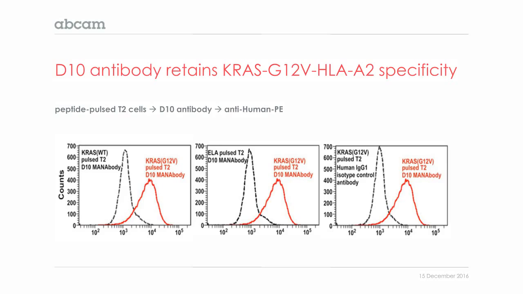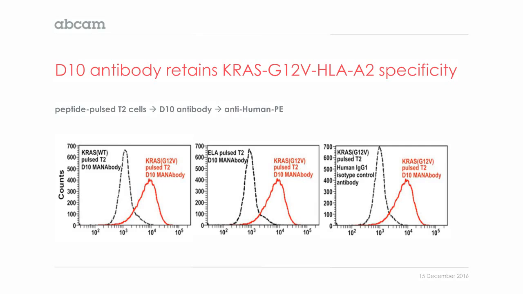In this flow cytometry experiment, we peptide pulse T2 cells, and we stained with a D10 antibody followed by an anti-human PE secondary. The histogram on the left compares wild-type peptide pulse T2 cells, represented by the black dotted line, versus mutant peptide pulse T2 cells, represented by the solid red line. You still see the nice separation between the mutant peptide pulse cells versus wild type. And similarly for other HLA-A2 peptides we tested, like ELA, this same separation remains.